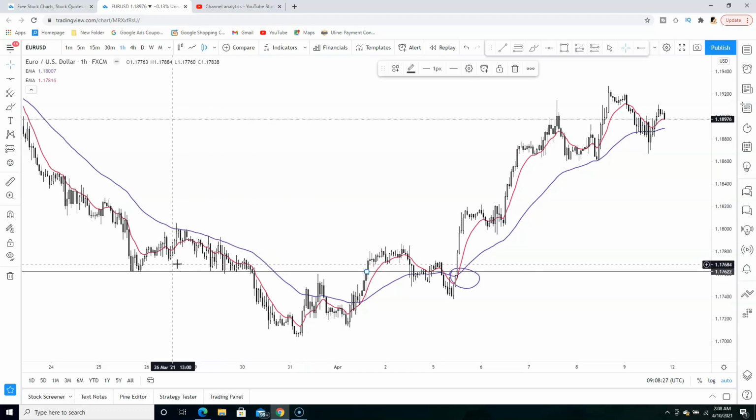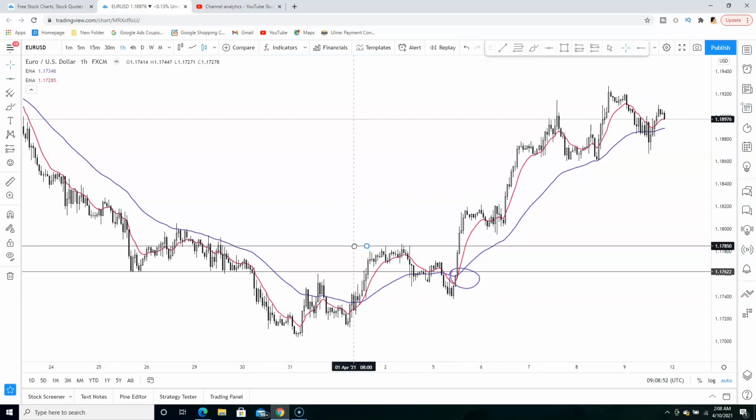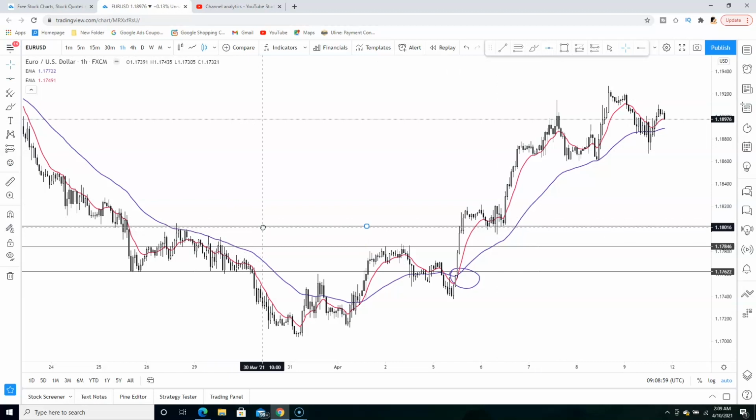And once you have your support zone drawn out already, you see this cross right over here, then you get in that trade for a buy, because now you have your two confirmations. Now you might be asking yourself, okay, where do I set my take profit? As you guys can see, we have it right over here. We have a resistance zone right over here, and we have another resistance zone right over here.